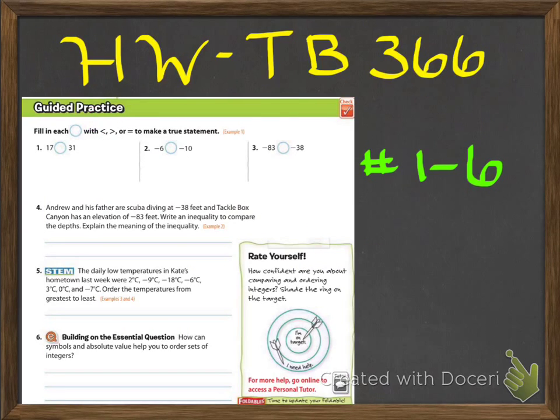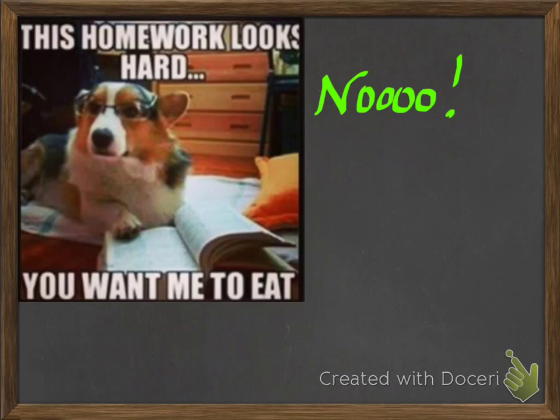Now we're going to be looking at the bottom, which is going to be your homework, textbook page 366. You're going to be doing numbers 1 through 6, and make sure that you explain the meaning and that you write the inequality for 4, and make sure that you order the numbers in the correct order for number 5. So you're going to do all those.